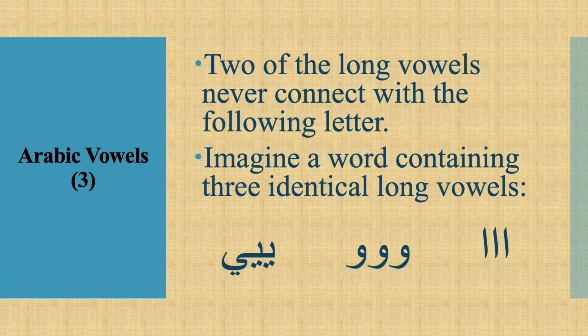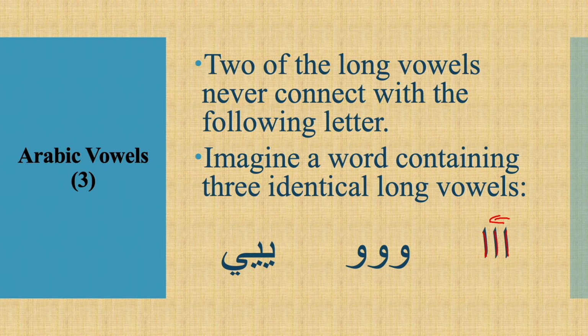Two of the long vowels never connect with the following letter. Imagine a word containing three identical long vowels. Just imagine, and let's write them. And so you will have a long A here, and a long A here, and a long A here. Even though it's the same word, there will be no connection between the letters. That's because the long A never connects with the next letter, remember?